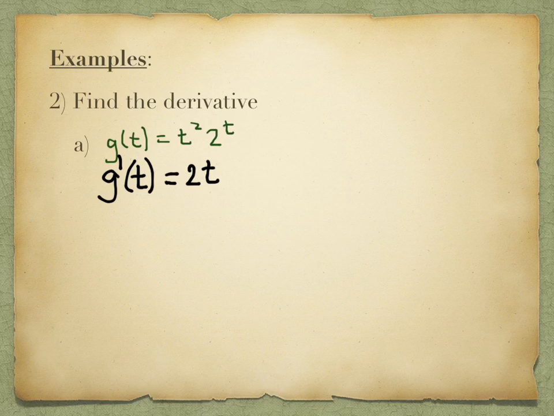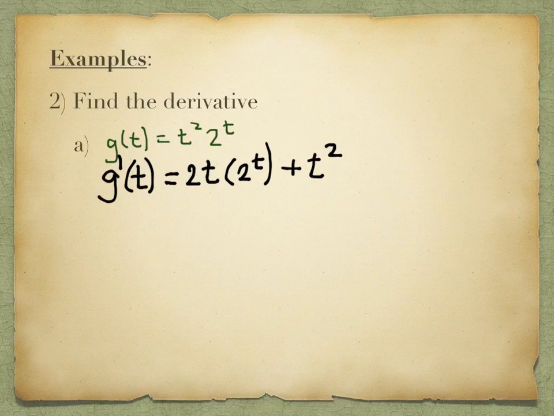Now we need the derivative of 2 to the t. I'm sorry, let me say that again. Let me rewrite the 2 to the t as the second part. I'm getting ahead of myself. And an addition sign. Then we need to rewrite the t squared. And we need the derivative of 2 to the t.